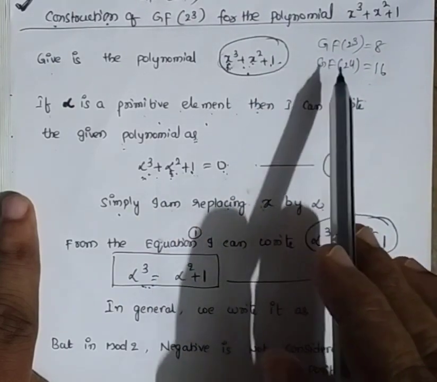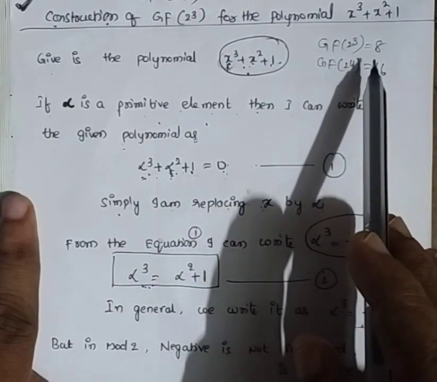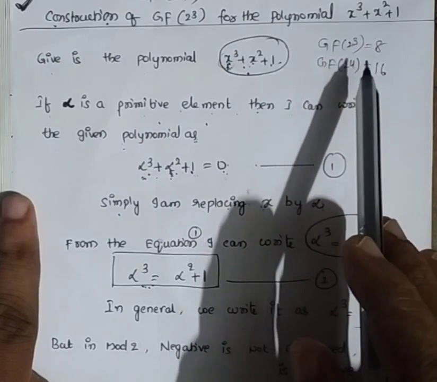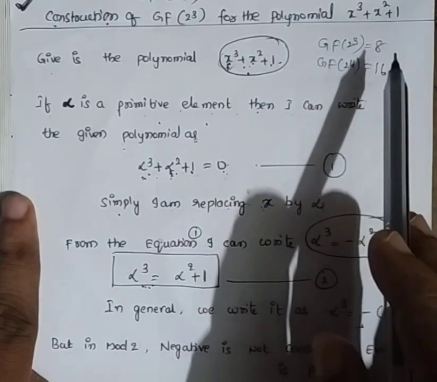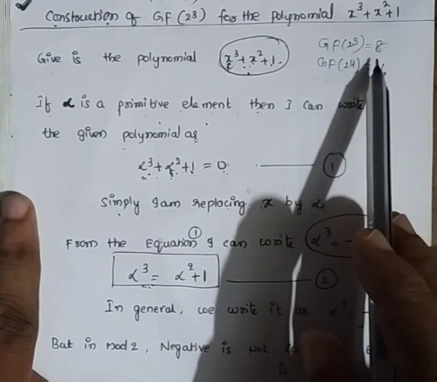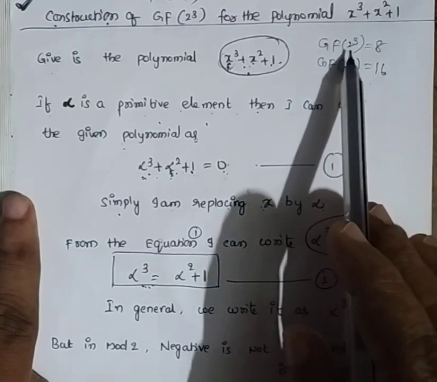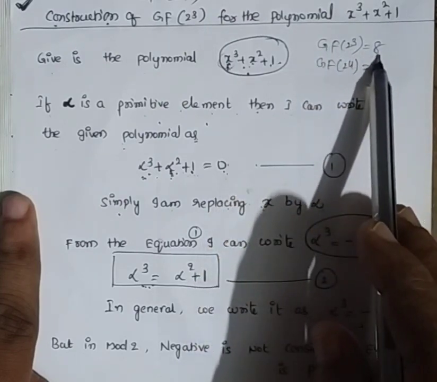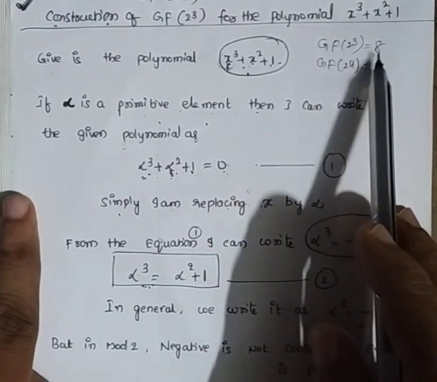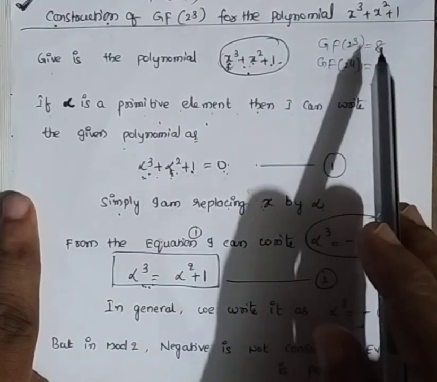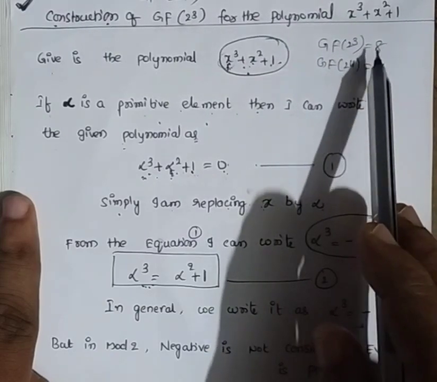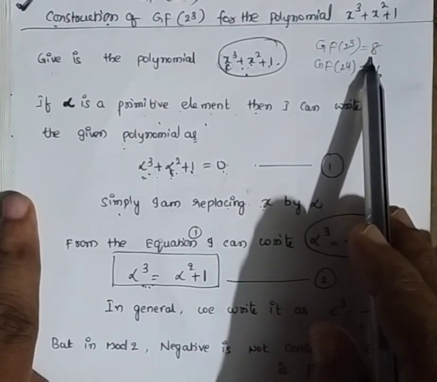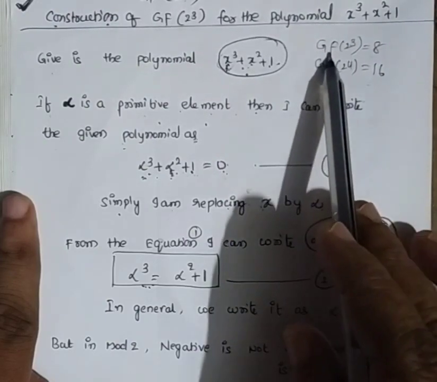Now in this lecture we are going to calculate the values of the elements available in the Galois field 2 power 3. How many elements are there? 8 elements are there. In this lecture I am going to calculate the values of the 8 elements present in the Galois field 2 power 3.